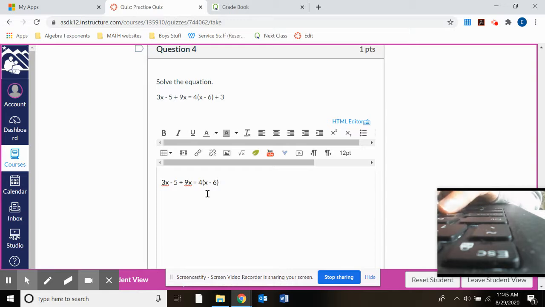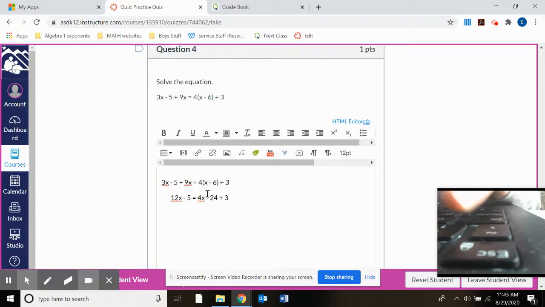And it looks like on this one, there's a lot of simplifying that I have to do before I get there. So I'm going to go ahead and add my x's together, and I'm going to try and space it over a little bit so that it kind of lines up. So I added the 9x and 3x on the left, which made 12x. Then I'm going to distribute 4x minus 24 plus 3.